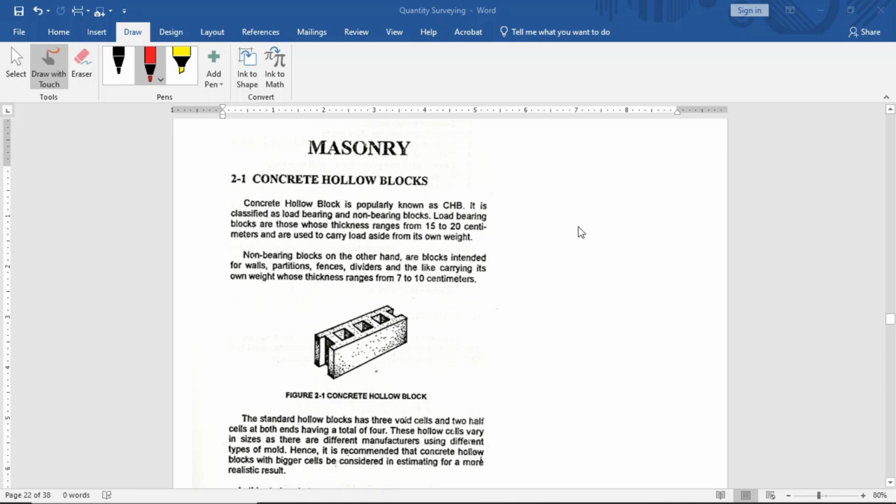So, the standard hollow block has three void cells and 2.5 cells at both ends. So, ito yung tinutukoy nun. Isang void cell, pangalawa, tapos tatlo. Tapos ito yung tinutukoy nating two half void cells. So, in total, there are four void cells. These hollow cells vary in sizes as there are different manufacturers using different types of mold. Hence, it is recommended that concrete hollow blocks with bigger cells be considered in estimating for a more realistic result.